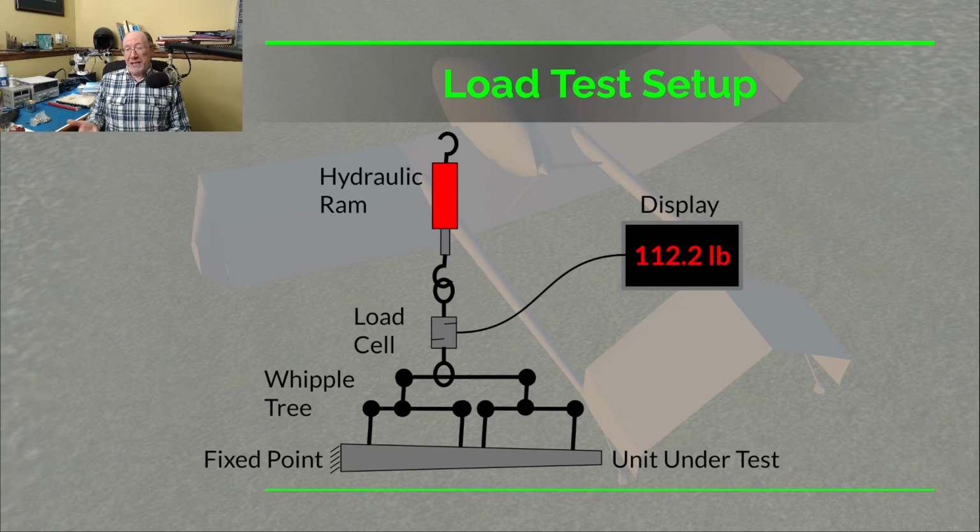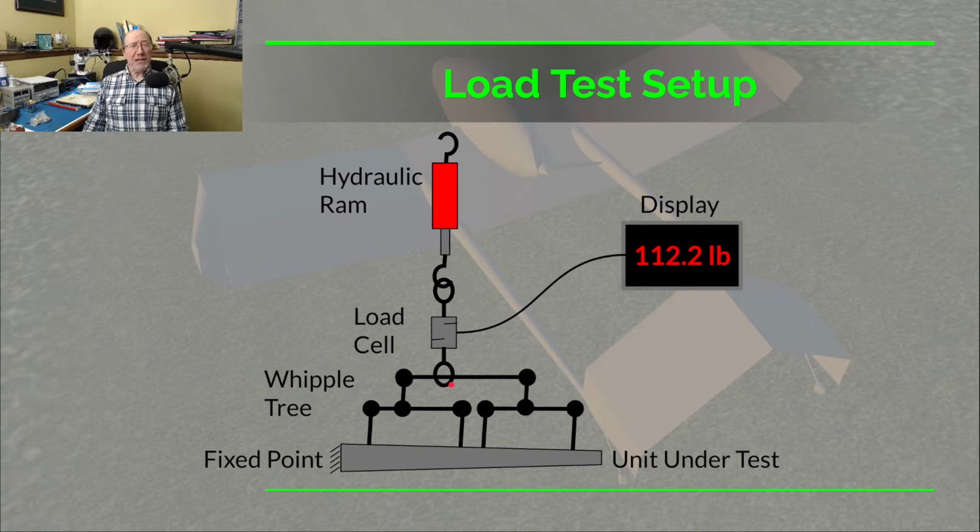Now let's go over the arrangement of the Whipple Tree, the component we want to test with the load, and how we're going to make that load and how we're going to read the load. So down here on the bottom is the thing we're going to test. So this could be something like a wing. So we'd have some portion of the component that is going to be fixed. And that's what this represents over here. We've got a fixed point, so this doesn't move. Then we've got our Whipple Tree here.